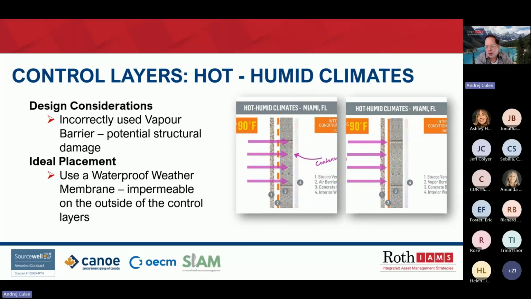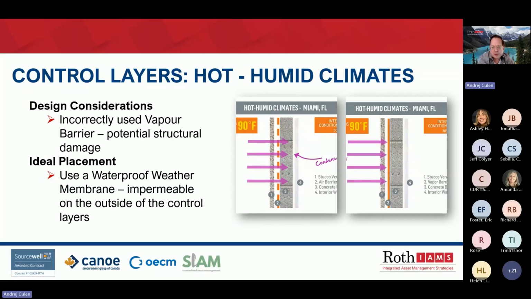In hot, humid climates, like in Florida, materials in a wall makeup will be different. An incorrectly used vapor barrier on the outside of the wall could cause potential issues and damage to the structure. In the diagram on the left, the moisture permeates the air barrier, then collects on the concrete wall where it cannot dry out due to the high humidity.